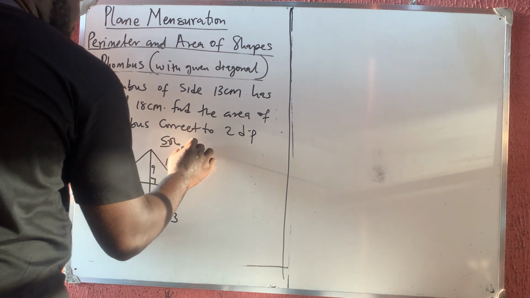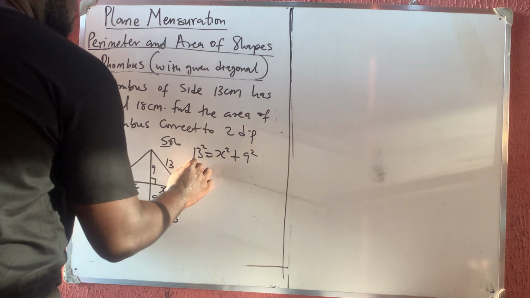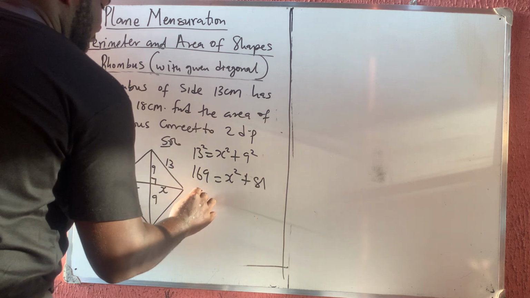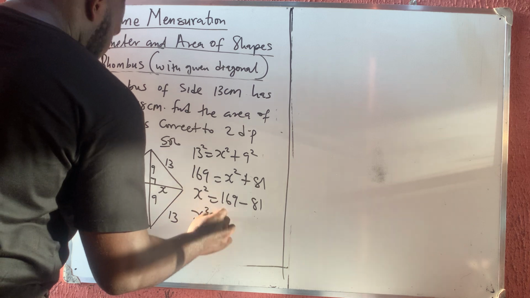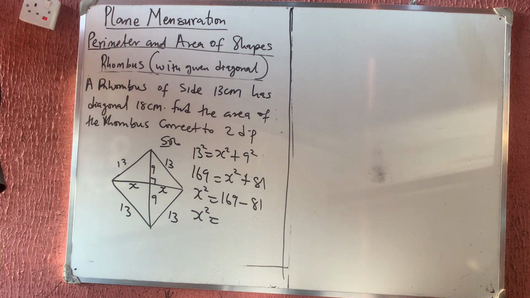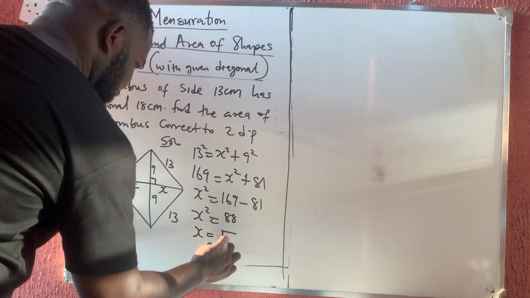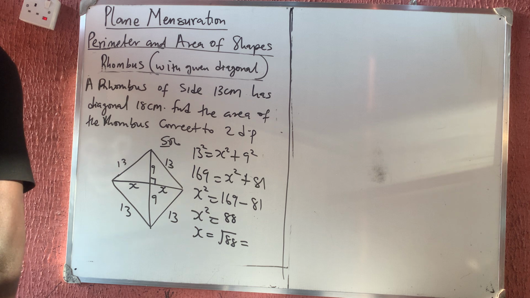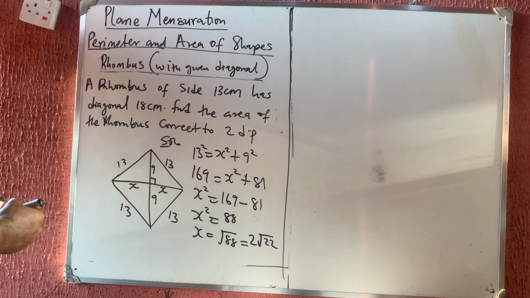If we apply Pythagoras theorem, hypotenuse squared is equal to X squared plus 9 squared. So 169 is equal to X squared plus 81. Therefore, X squared will be 169 minus 81, which is 88. Therefore, X will be the square root of 88, which is 2 root 22. Now that is your X.